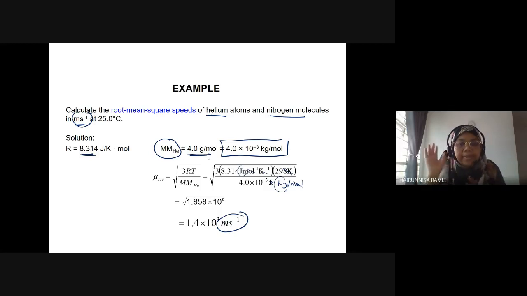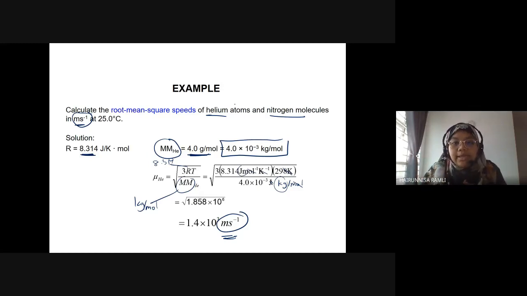Okay, cuma yang penting lah macam ni eh. Kalau you dapat soalan root mean square, the most important thing is R 8.314, you use this value. And the molar mass, you must convert to kilogram per mole. Then jawapan akhir dia, m s negative 1 is the value. Okay, so I hope you clear about this.